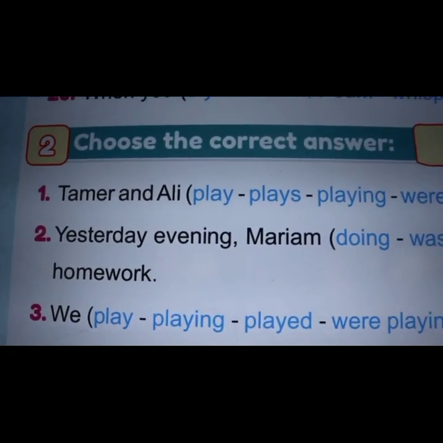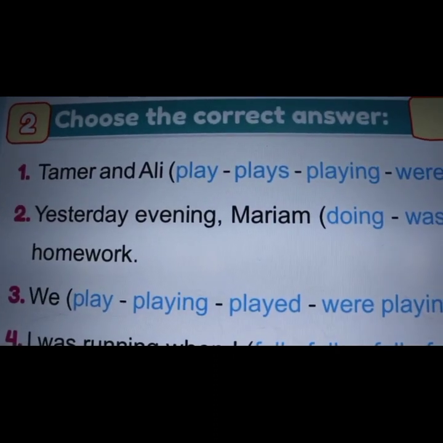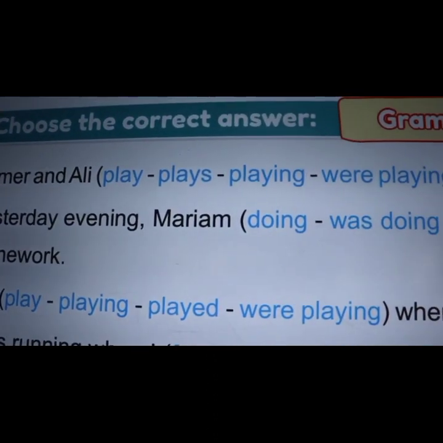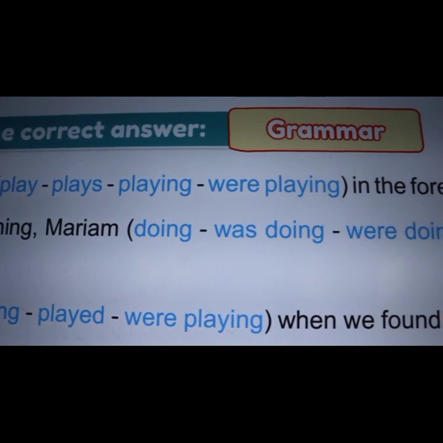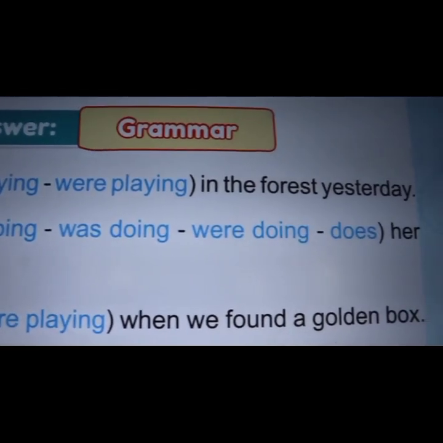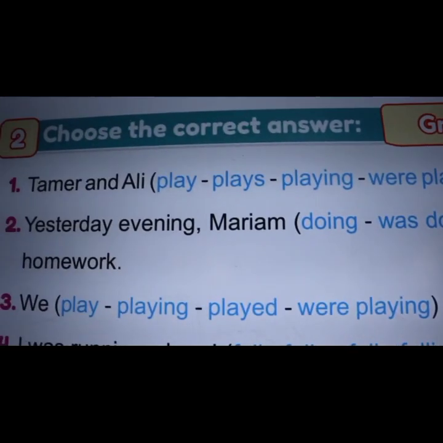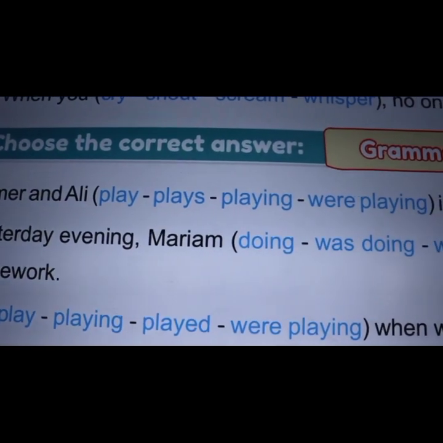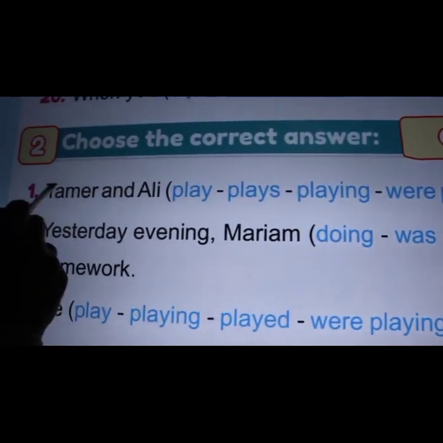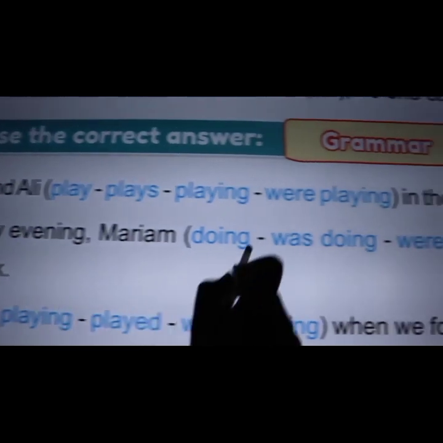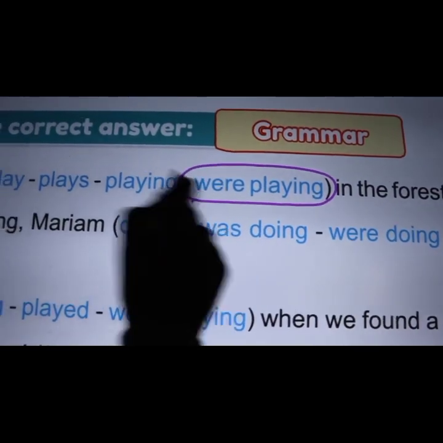Now, let's revise the grammar of the unit. Choose the correct answer. Number 1. Tanner and Ali play, or plays, or playing, or were playing in the forest yesterday. The sentence here is in the past continuous tense, and the subject here is plural, Tanner and Ali. So we will choose were playing.